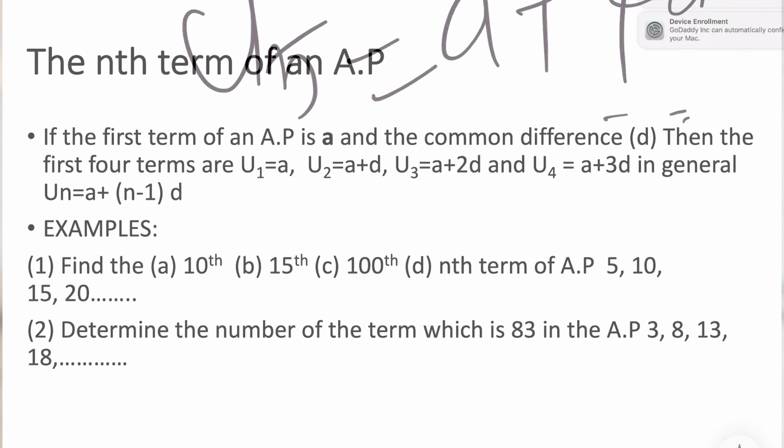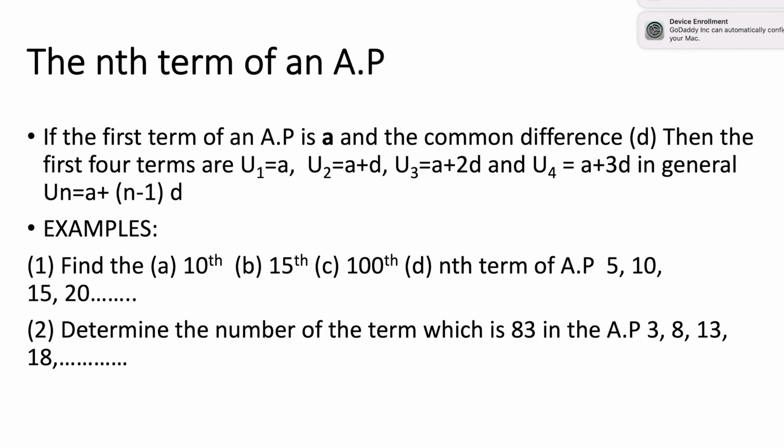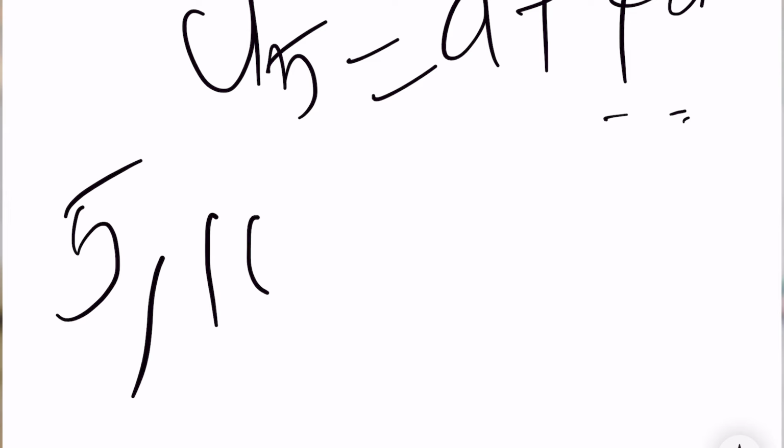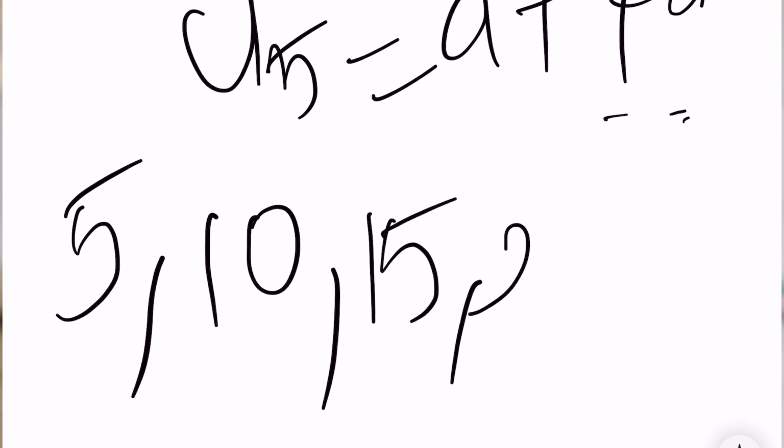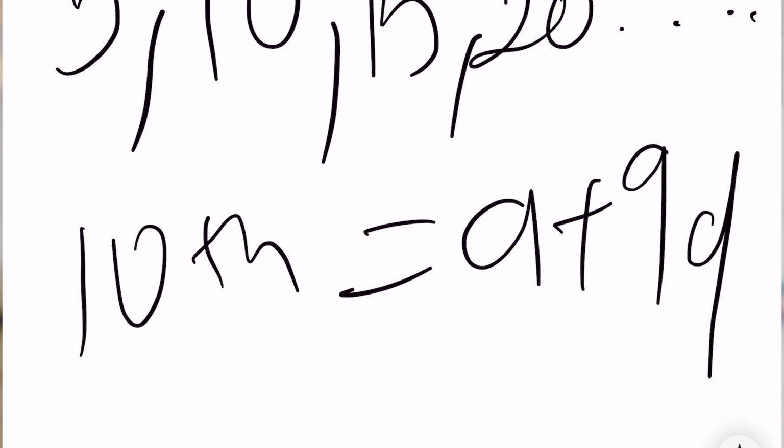Now, our first example says, find the 10th term, the 15th term, the 100th term, and the nth term of the AP 5, 10, 15, and 20. Now, this is an infinite series. For the 10th term, we have it to be A plus 9D.